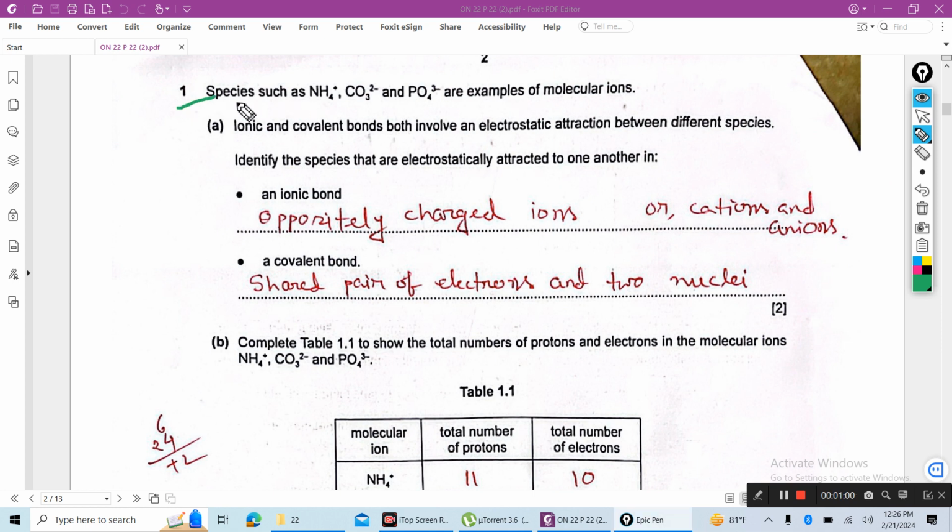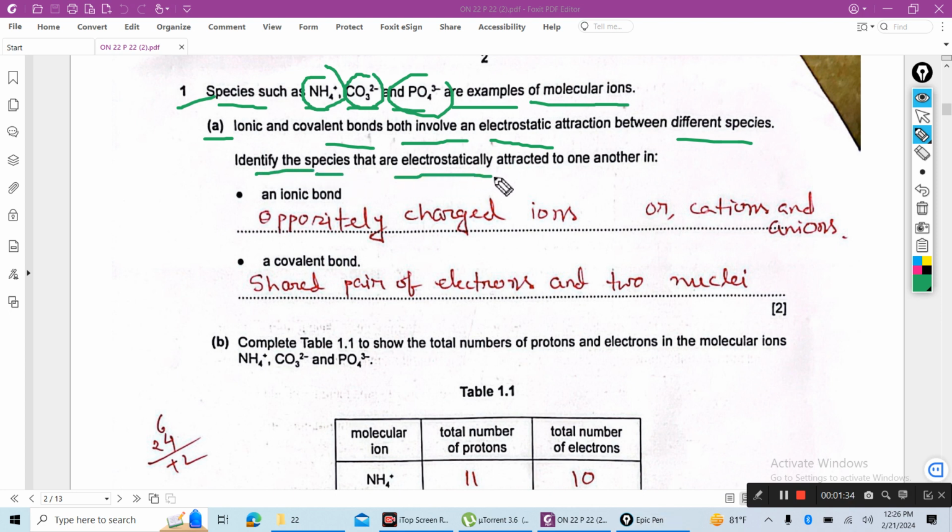Number 1. Species like ammonium ion, carbonate ion and phosphate ion are examples of molecular ions. A. Ionic and covalent bonds both involve an electrostatic attraction between different species. Identify the species that are electrostatically attracted to one another in an ionic compound.